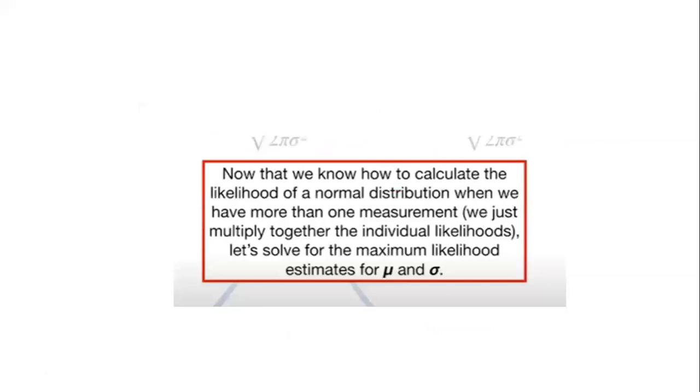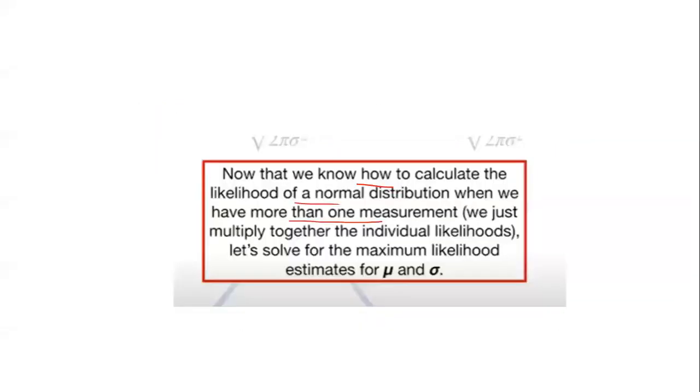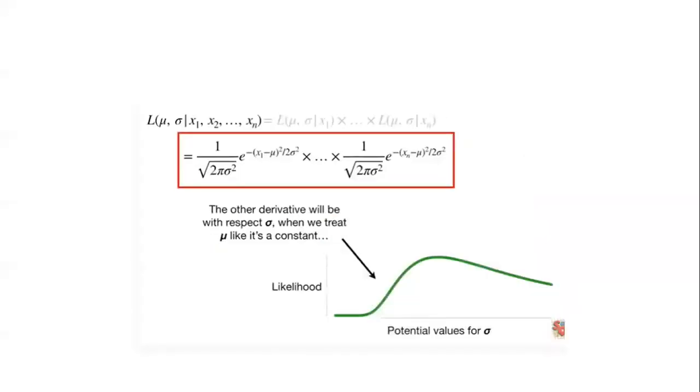Now, how to solve this equation? Okay. So now that we know how to calculate the likelihood of a normal distribution when we have more than one measurement, this is the actual logic. So we have to solve this equation. So let's solve for the maximum likelihood estimates for mu and sigma. What we have to find is mu and sigma for which we'll get the maximum likelihood value.